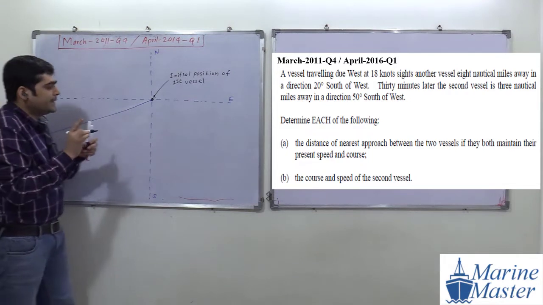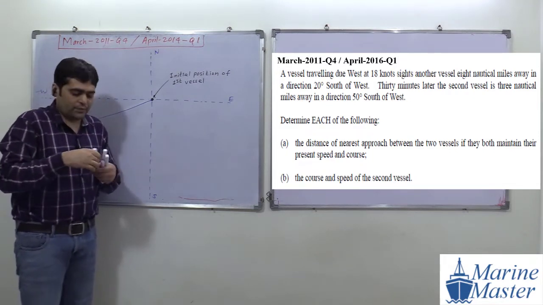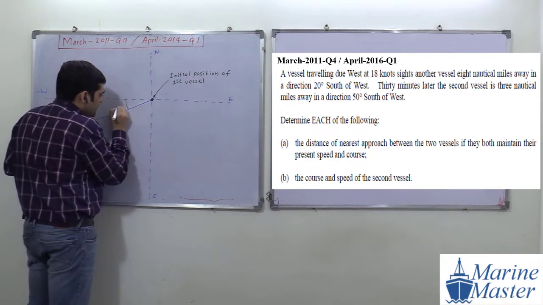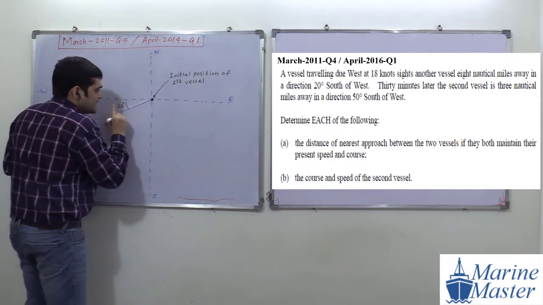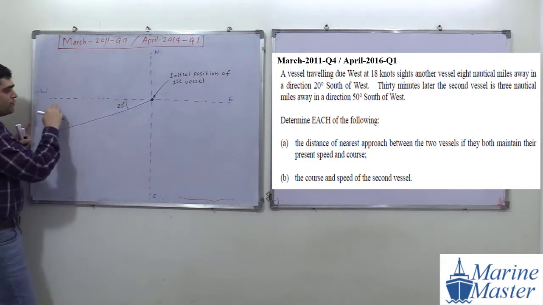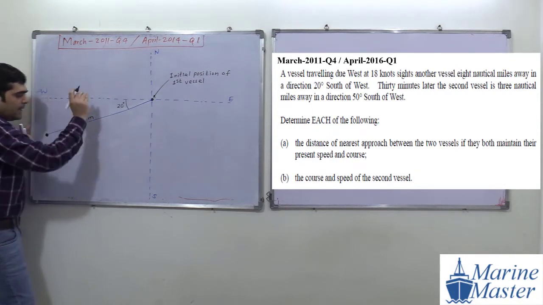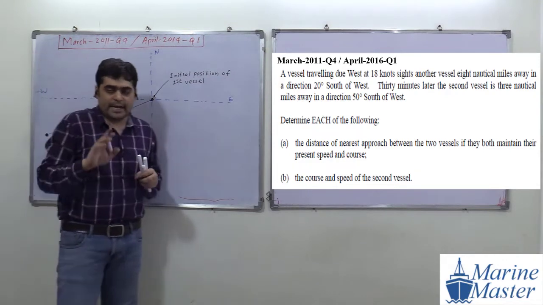So 20 degrees south of west. What will this direction be, everyone? This is 20 degrees south of west. And how much is this distance? 8 nautical miles away. Guys, are you getting my point? Try to see the scenario here.